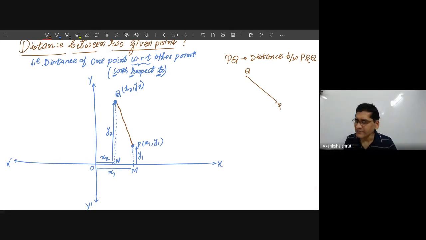But how can this PQ be calculated? For that we need a right angle triangle, from where the P should come down, need not be on the axis, and Q, and it should form like this. So if we are able to get this much length, then this much length, then squaring them and adding them, then taking their square root, we can get it. But how to get this one? Which kind of triangle is formed here?